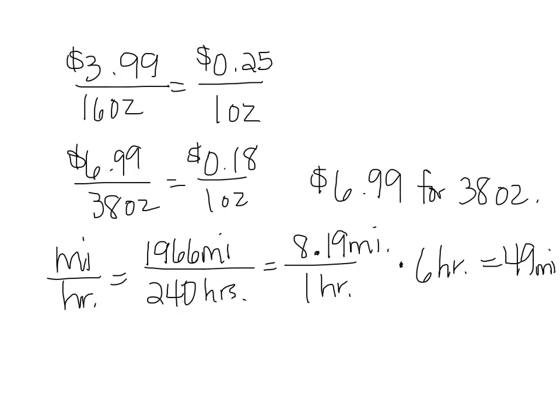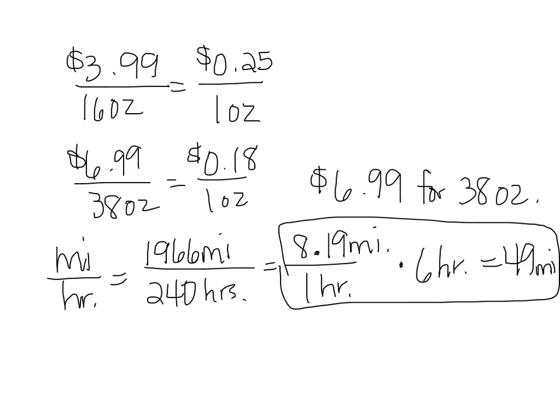Okay. Now, if you guys are doing a problem like this and you don't know if you're supposed to multiply or divide, I want to show you how you can set your problems up with proportions so that you can solve for the unit that you want. I know that I'm solving for miles because I want to know how far he will go in 6 hours. So when I set this up, I want my miles to be on top for my first term. Here's my speed, 8 and 19 hundredths miles per hour.